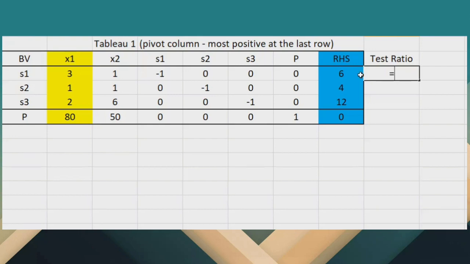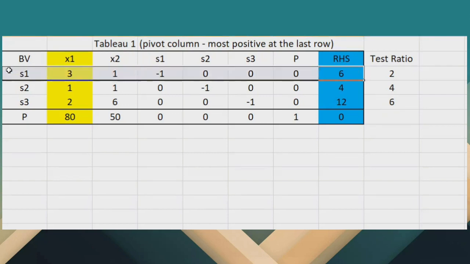So let's divide. Equals 6 divided by 3, 2. Am I right? Equals 4, that's cell H4, divided by 1, cell B4 equals 4. Then equals 12, H5 divided by 2, that's B5 equals 6. Then test ratio, same thing. To get the pivot row, you will get the smallest positive in the test ratio result. What is the smallest positive? 2. So our pivot row now is the first row.